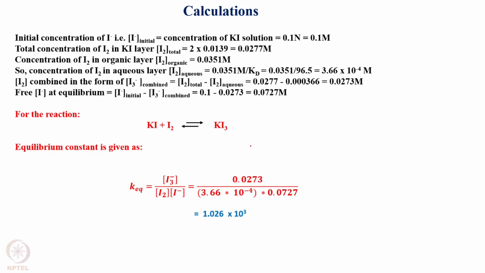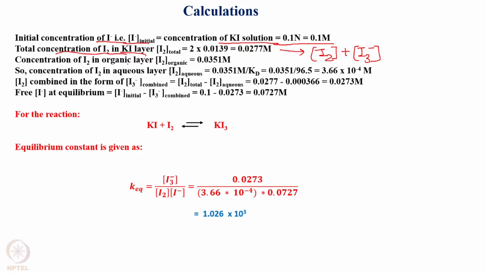As we know, the initial concentration of I minus that we had, which was the concentration of KI solution that we had prepared, is 0.1 normal. Now we know the total concentration of iodine in KI layer. The total concentration of iodine corresponds to the iodine present in the form of I2 and also the iodine present in the form of I3 minus, since both of these will be reacting with sodium thiosulfate solution.